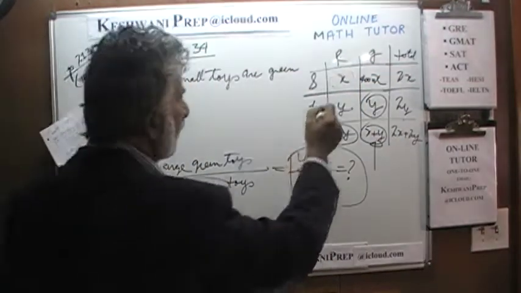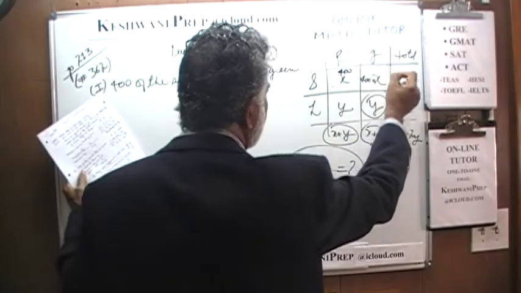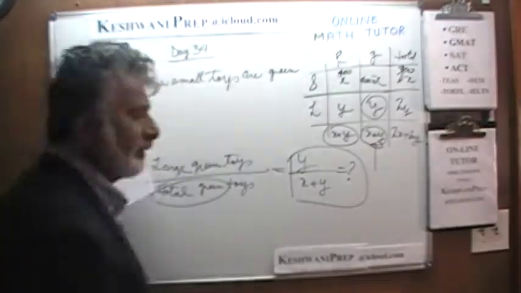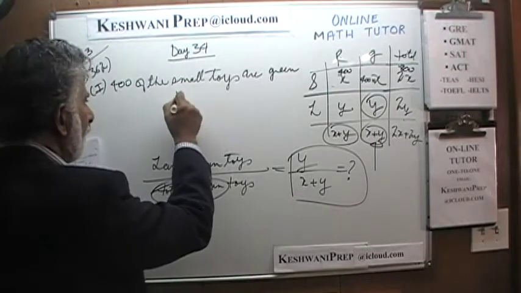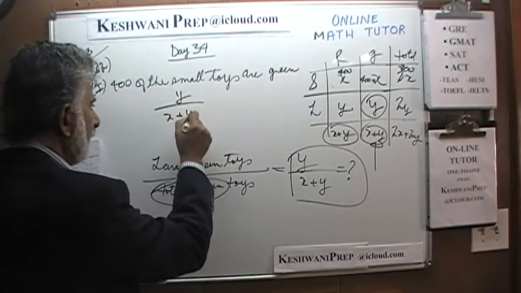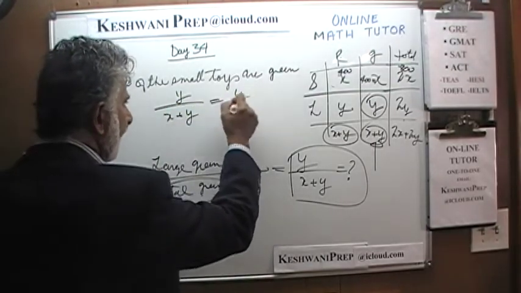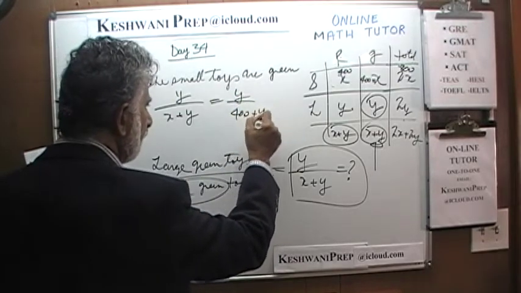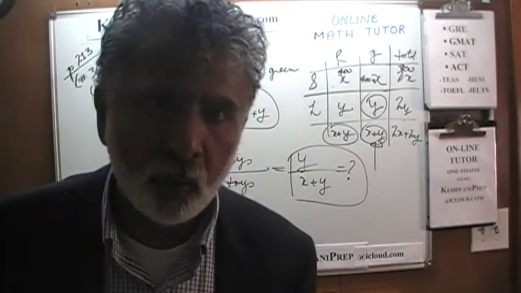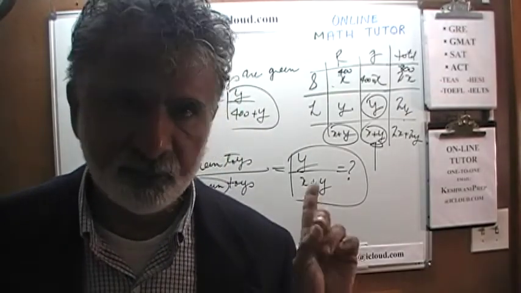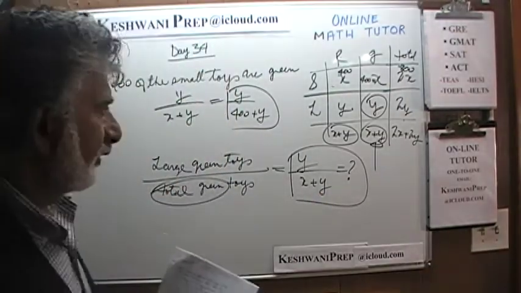If that quantity is 400, this quantity is 400, that quantity is 800. But it's not going to get us anywhere, because this is what they're looking for: y over x plus y. We know now that x is 400. But how can we possibly figure out this fraction without knowing anything at all about what y is? This first statement is not enough.